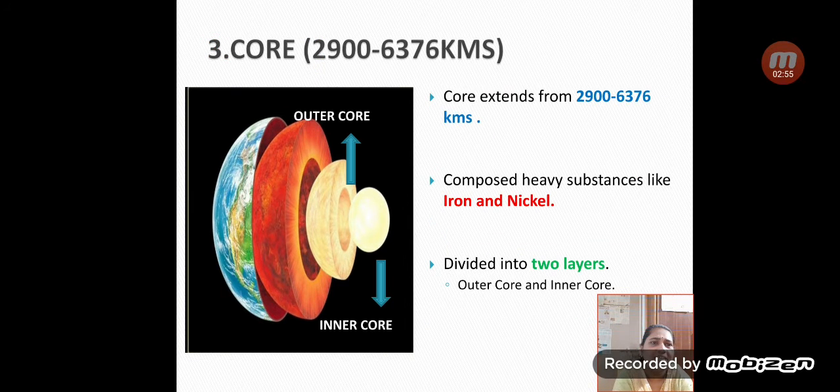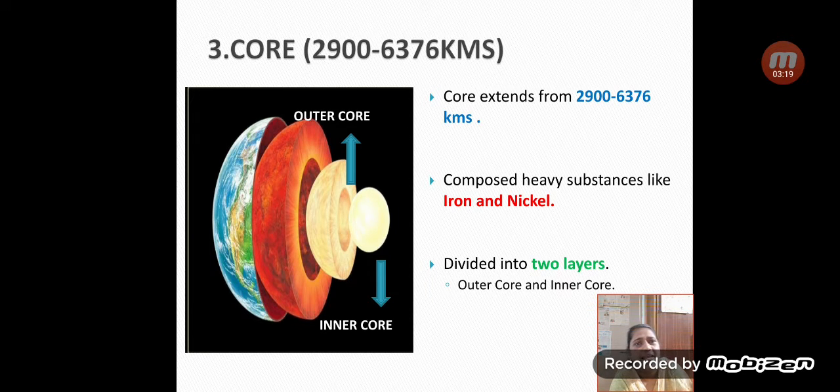It consists mainly of silicates. Next, the third one is the core. It extends from 2,900 kilometers to 6,376 kilometers. It is composed of heavy substances like iron and nickel.